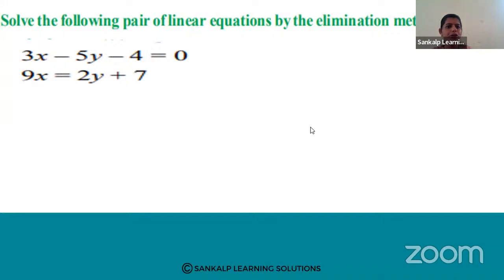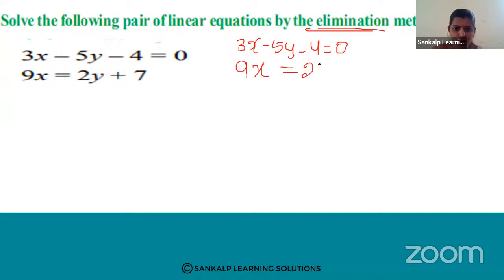Solve the following pair of linear equations by elimination method. So this question can be asked for 2 marks. So this is very simple. See, elimination method is mentioned here, use elimination method. 3x minus 5y minus 4 equal to 0. 9x equal to 2y plus 7. This is our question.